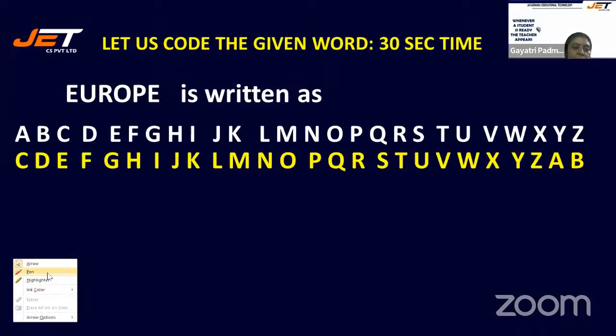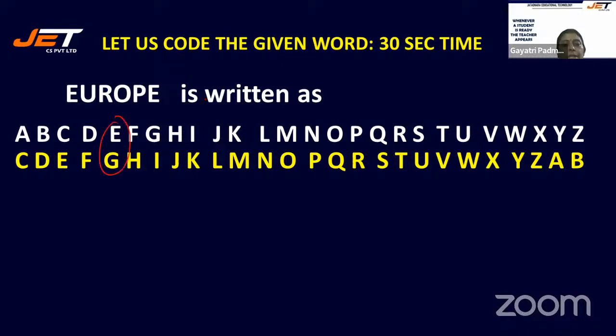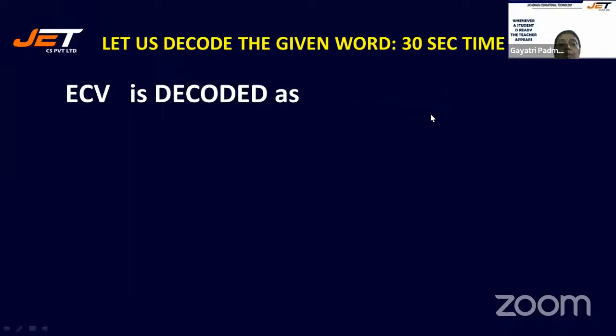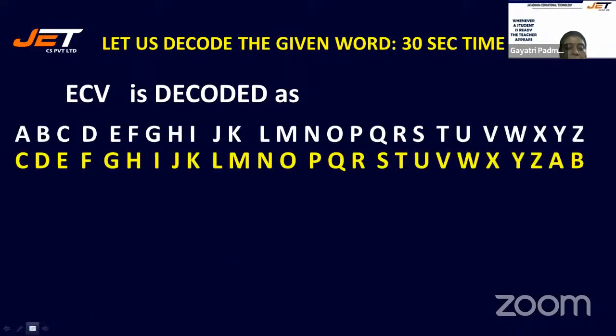Fine. Yes. So for E, it is G. For U, it is W. For R, it is T. For O, it is Q. For P, it is R. For E, it is G. So it is GWTQRG. Fine. Yes. Now we are going to decode it. We are going to decode ECV.